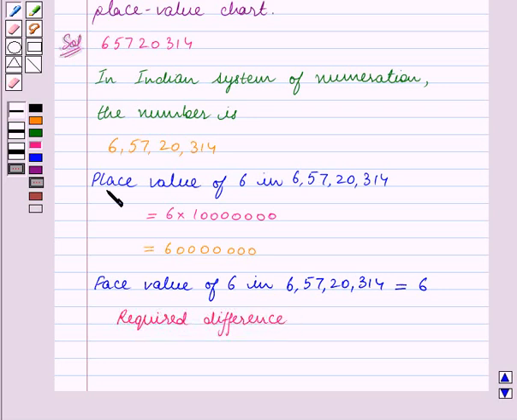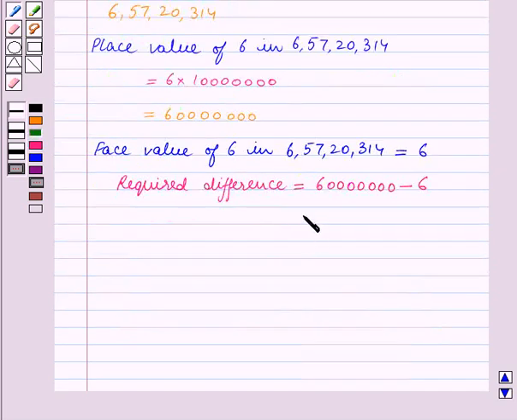So the required difference, that is the difference between the place value of 6 and face value of 6 in the given number, is equal to 6 crores minus 6. This is equal to 5,99,99,994. So the final answer is 5,99,99,994.